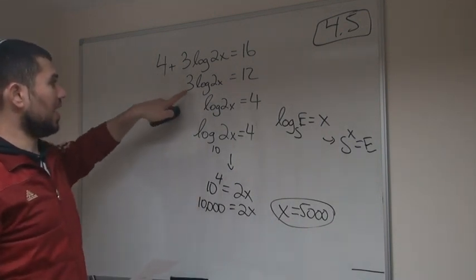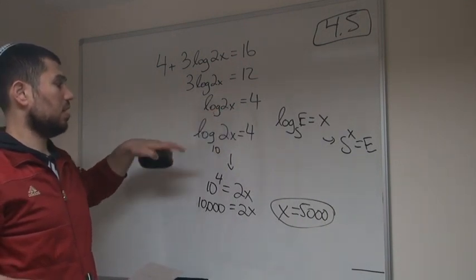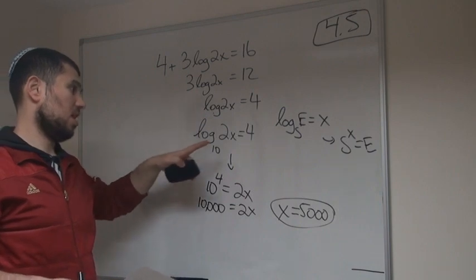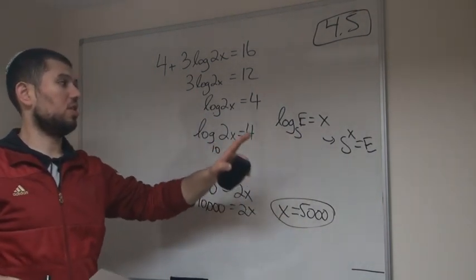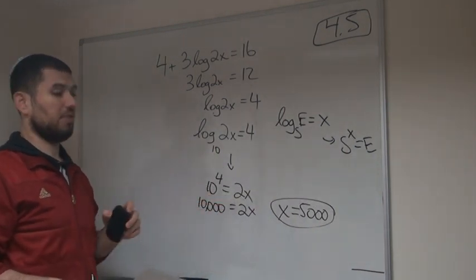So again, we isolate the log term on one side of the equation. Then we use the definition of log to turn the log expression into an exponential equation and solve for the variable.